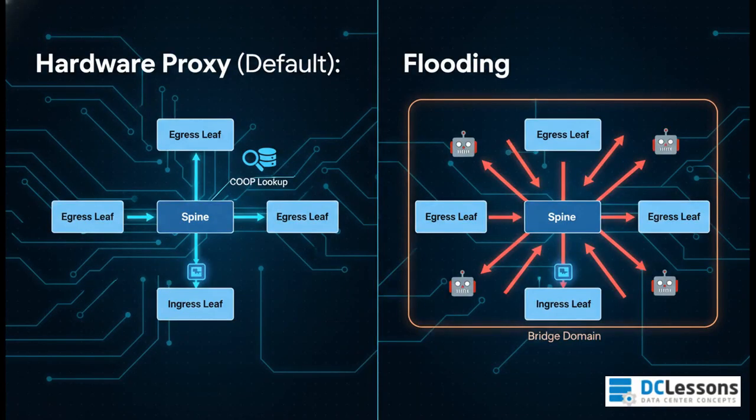The default is something called hardware proxy. In this mode, instead of just flooding the packet everywhere, the leaf sends it up to a spine switch. The spine then looks up the destination in its big mapping database, that's the COOP database, to find where it's supposed to go. The other option is flooding, which acts just like you'd expect from a traditional network. It sends a copy of the packet to everyone in the bridge domain.